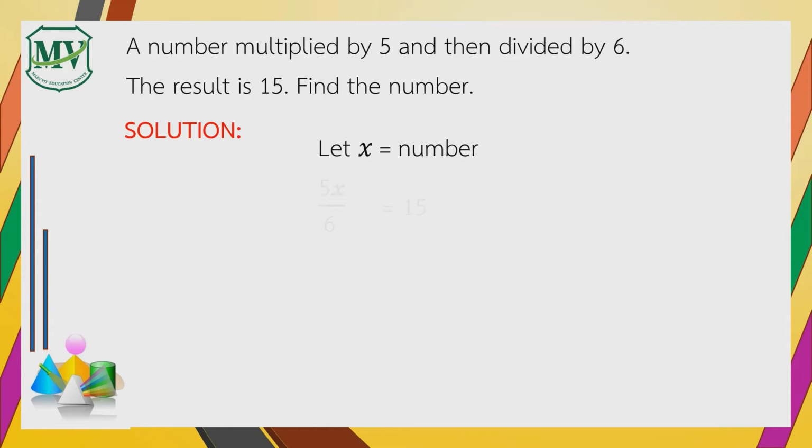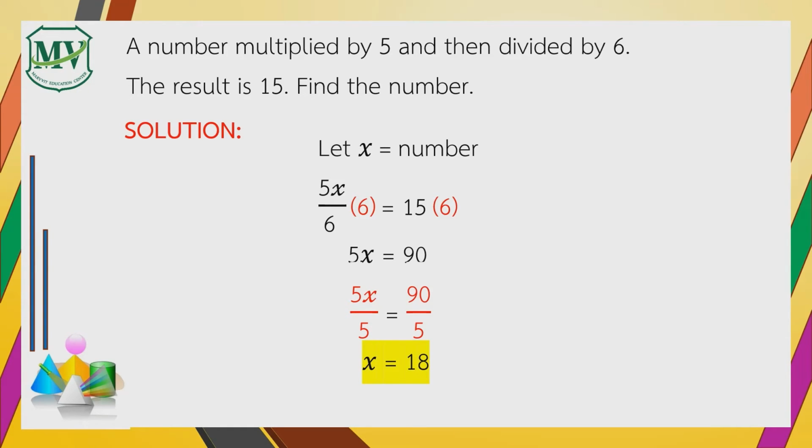So our equation will be 5x divided by 6 is equal to 15. Use the multiplication property of equality, which allows us to multiply both sides of the equation by 6. Cancel 6 from the left side of the equation, then multiply 15 times 6 on the right side of the equation. Then we will come up with 5x is equal to 90. Then use the division property of equality, which allows us to divide both sides of the equation by 5. Then you will have x equal to 18. So the number is equal to 18.